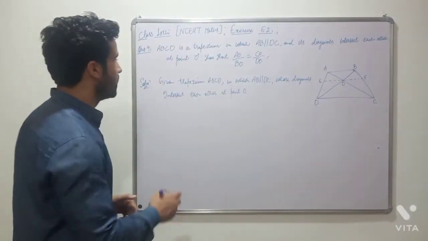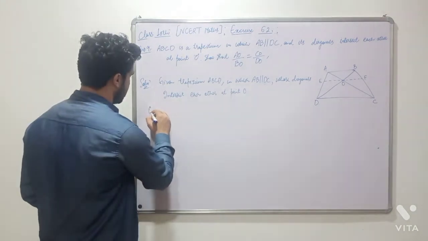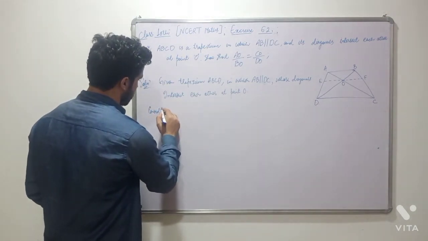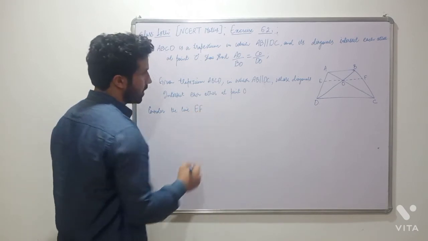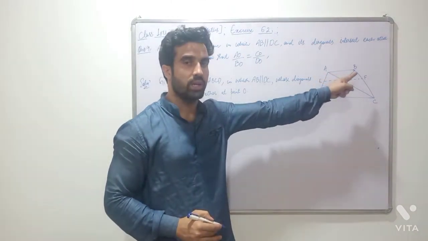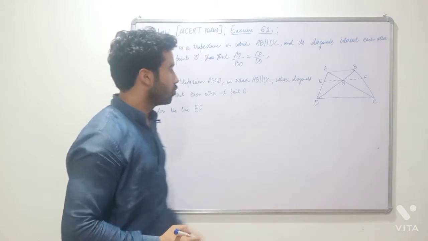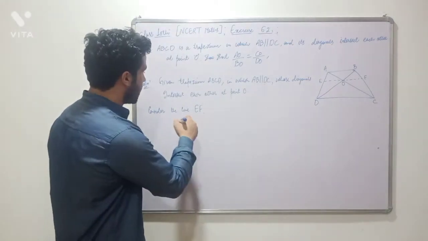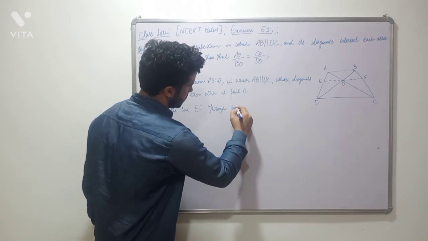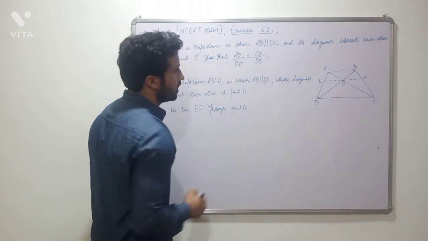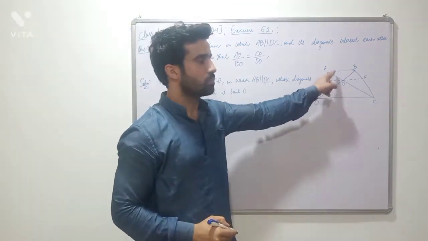तो हम यहाँ पर लिखेंगे कंसिडर द लाइन EF. मैं यहाँ पर लाइन क्या कंसिडर कर रहा हूँ EF, ओके, बट दिस इज थ्रू पॉइंट O. सो आई विल राइट हियर consider the line EF through point O, such that this line EF it is parallel to AB, okay.